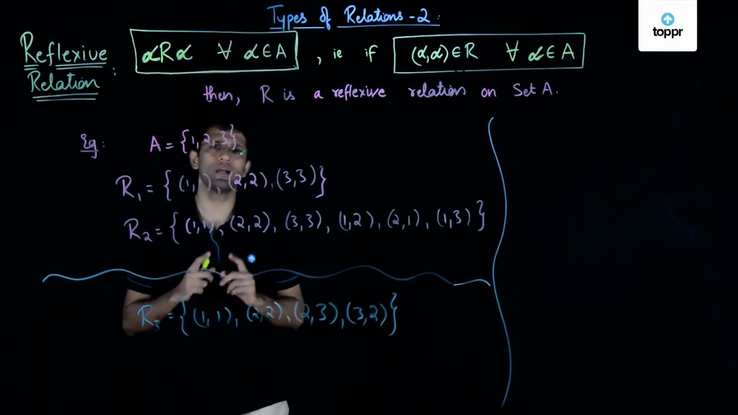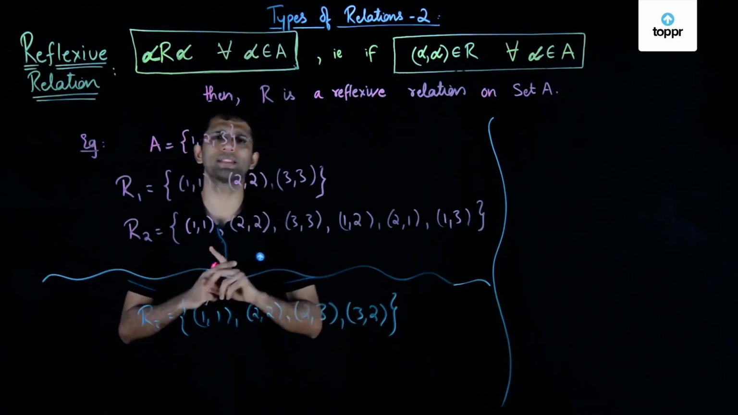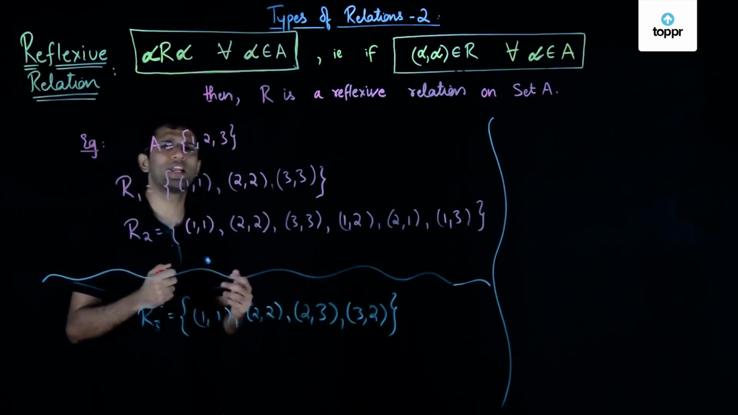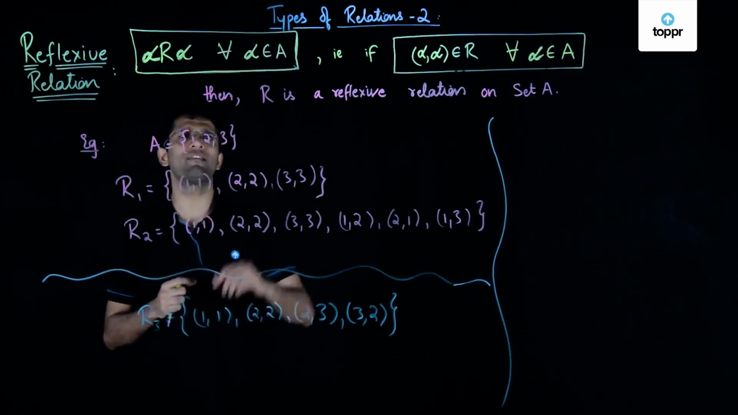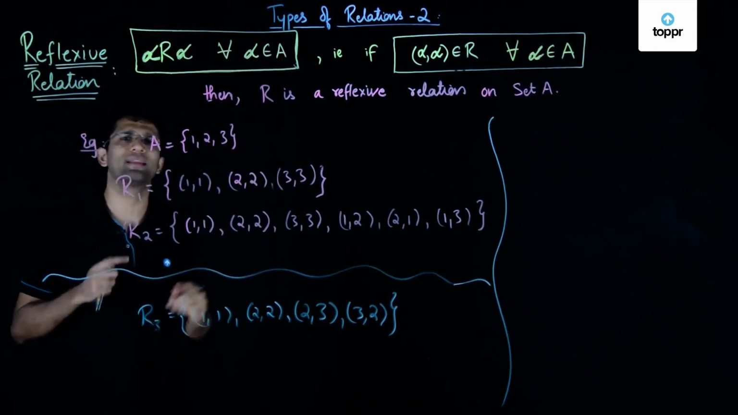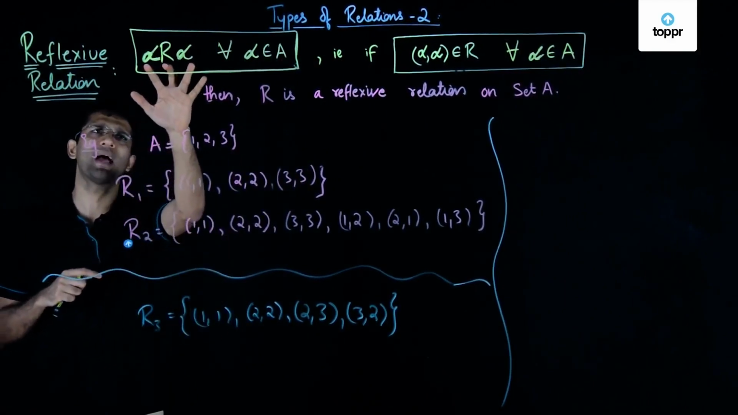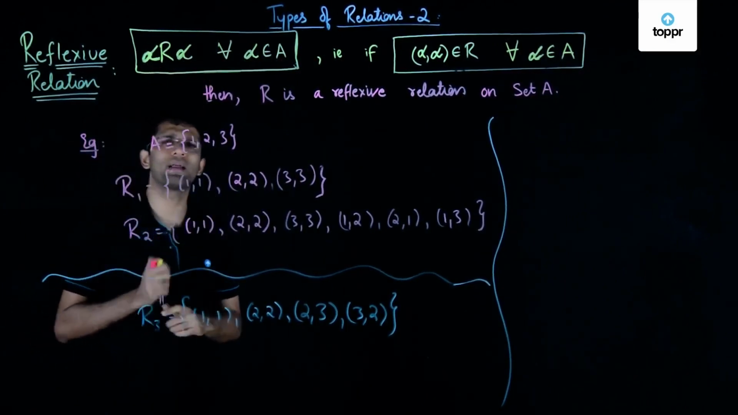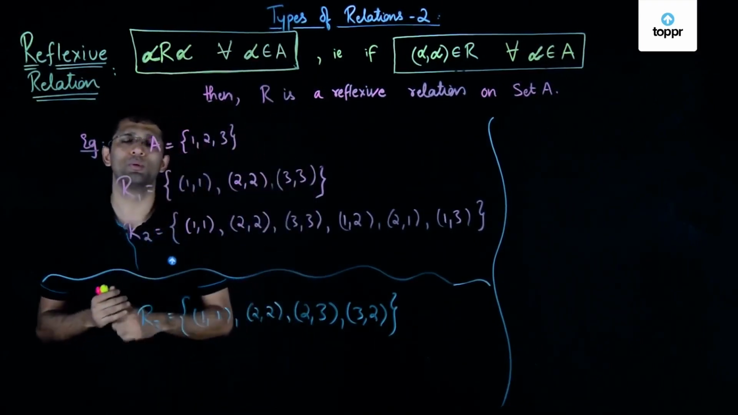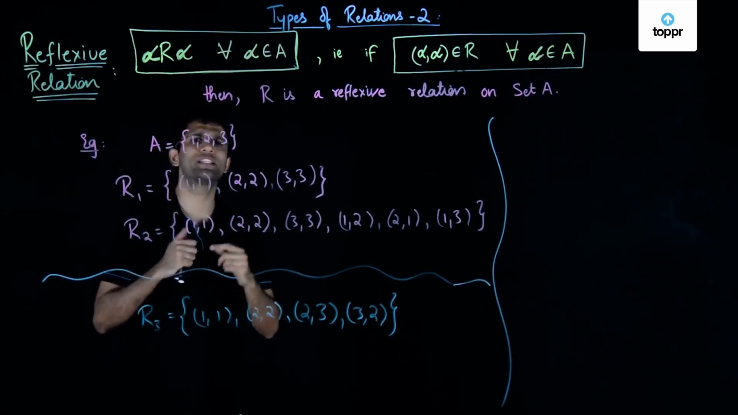Hi. Continuing our study of types of relations, the next type of relation that we will see is the reflexive relation. So let us see what a reflexive relation is. Suppose we have a set A, then for every element alpha of that set, if we find that that element alpha is related to itself by a relation R, then we can say that R is therefore a reflexive relation on set A. So let us understand the meaning of this definition.